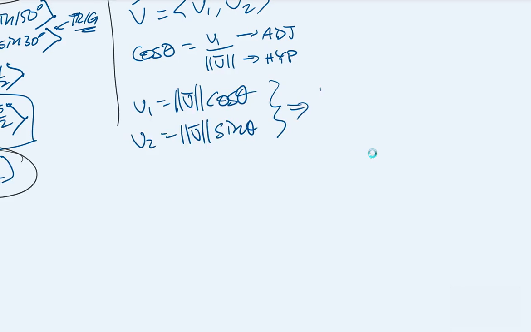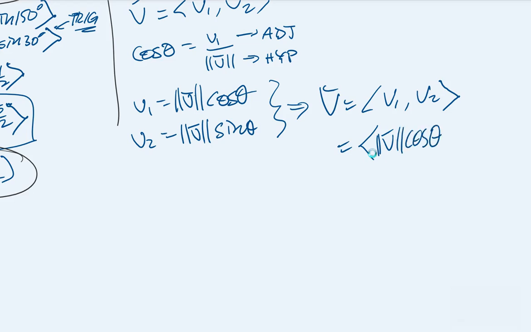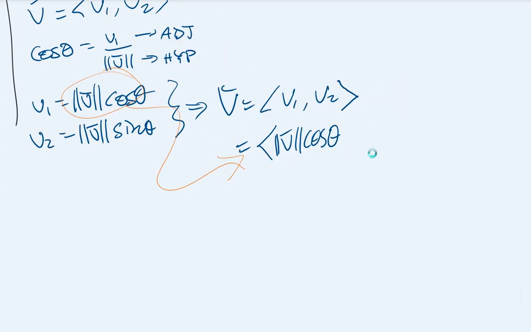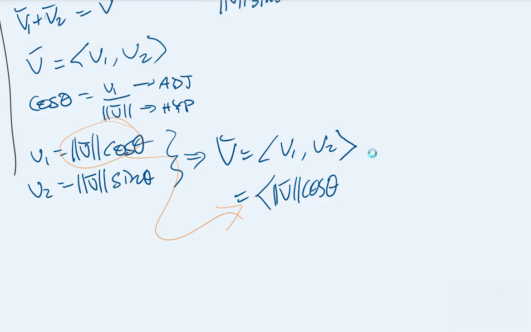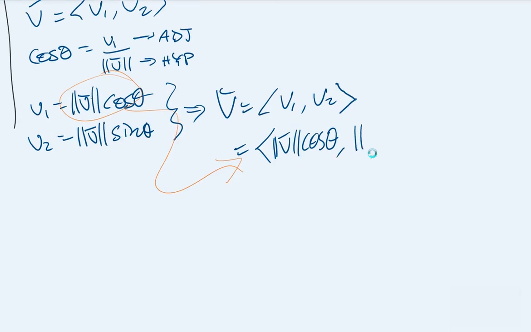We knew that v was (v1, comma, v2), so that's just the magnitude of v times the cosine of theta. Just getting that from here. And then comma, the magnitude of v times the sine of theta. And I'm getting that from here.